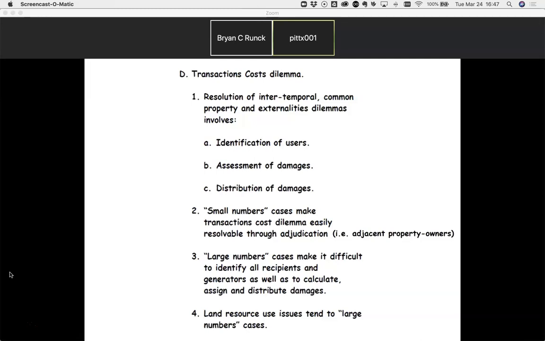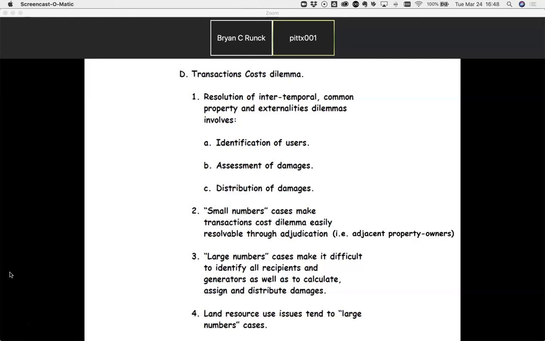For example, if I have a dispute with my property owner and I claim that the property owner is causing a negative externality to me because of the way she's using her property, I can sue her. And there's only two of us involved. It's very clear who's involved. It's very clear what the externality is. There is a mechanism called the courts that allows me to try to resolve the negative externality.